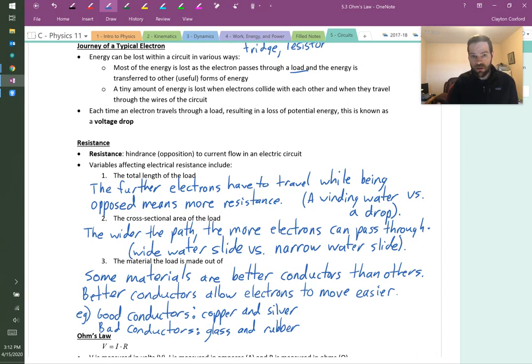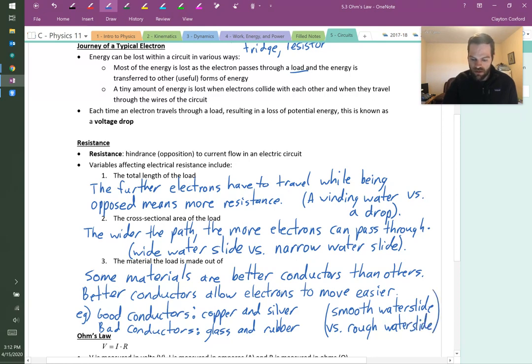In terms of our water slide analogy, if we're talking about the material the water slide is made of, maybe it's nice to go down a smooth water slide, right? You can flow a lot faster down a smooth water slide versus a rough water slide. If you've ever gone down a rough water slide, you probably don't want to repeat that experience. It slows you down and it hurts, right?